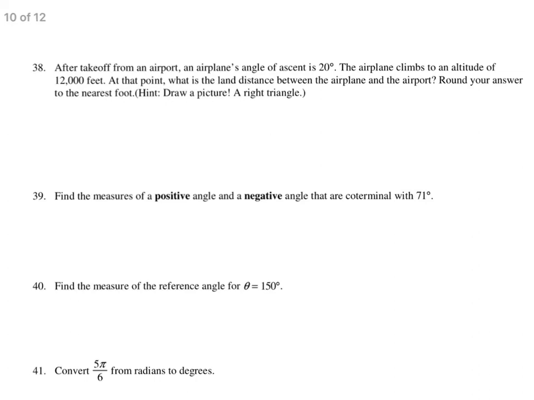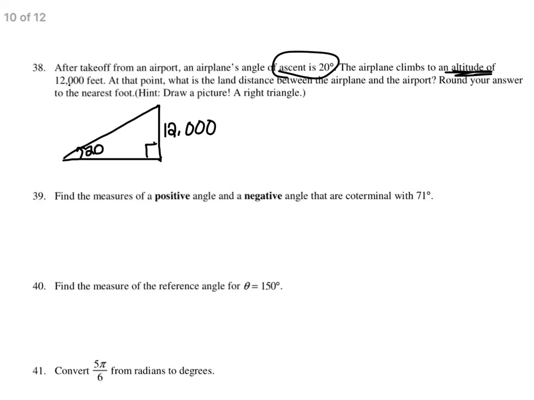For number 38, we're going to need to draw a picture. We have an angle of ascent and how high an airplane is off the ground. So you're off to a good start if you start by drawing a right triangle and then label it. Since it says our angle of ascent is 20 degrees, that means from the ground up, that number is 20 degrees. The airplane climbs to an altitude, that means how high you are off the ground, of 12,000 feet. So your height from the ground up right here is 12,000.